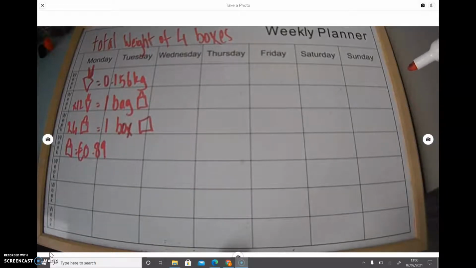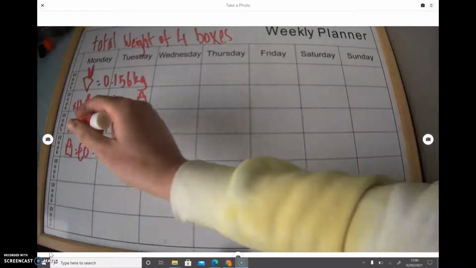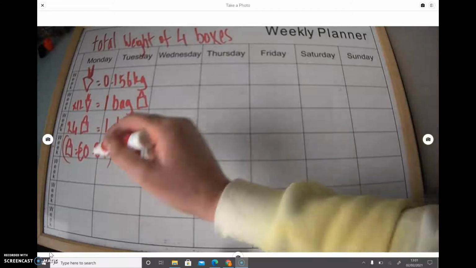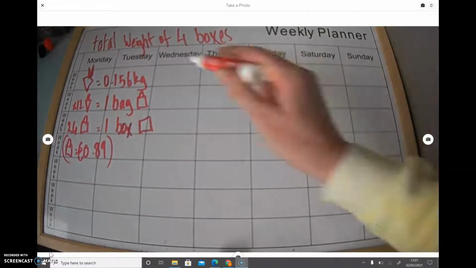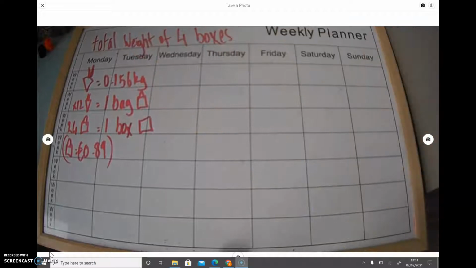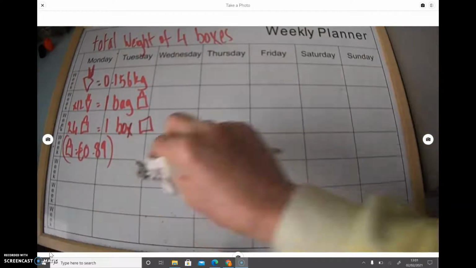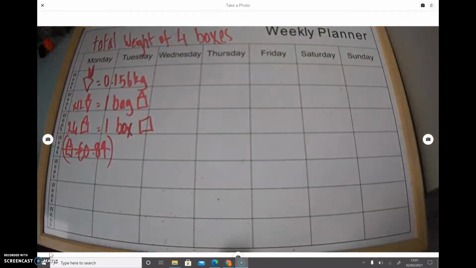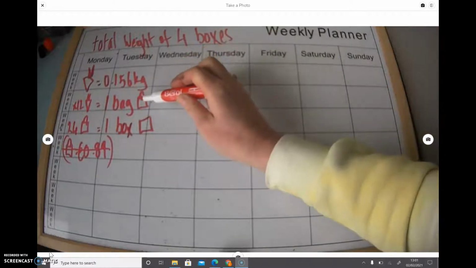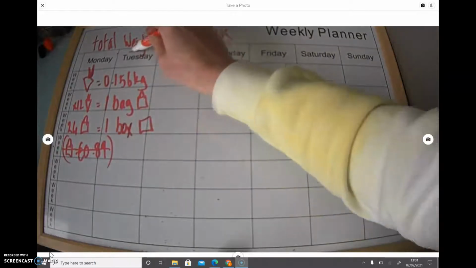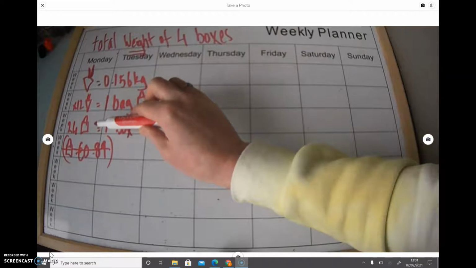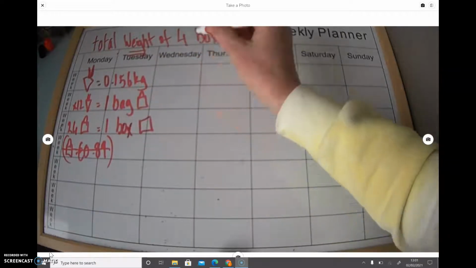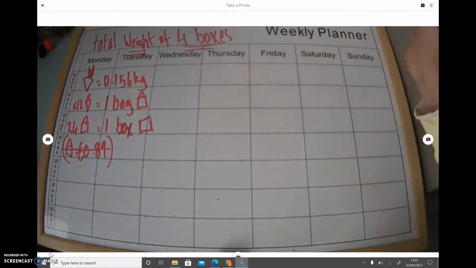I'm not asked anything about the prices, so that's irrelevant information for this question. So I don't need that. My question is the total weight of 4 boxes. I can leave it there, but that's extra information for this part of the question. First of all, I need to figure out how much 1 bag weighs, then how much 1 box weighs, and then I can find out what 4 boxes weigh.